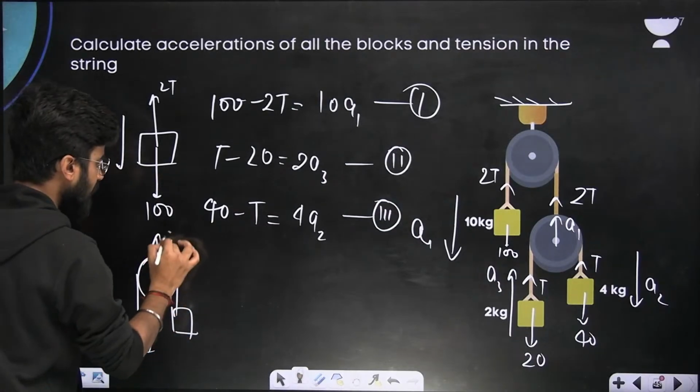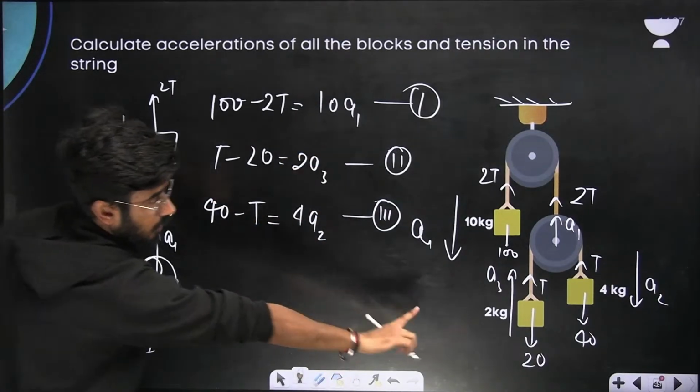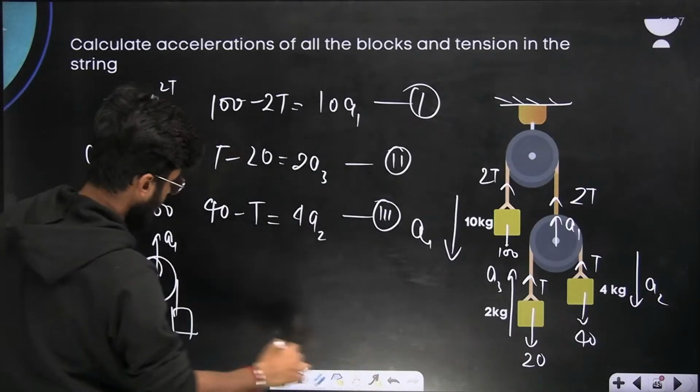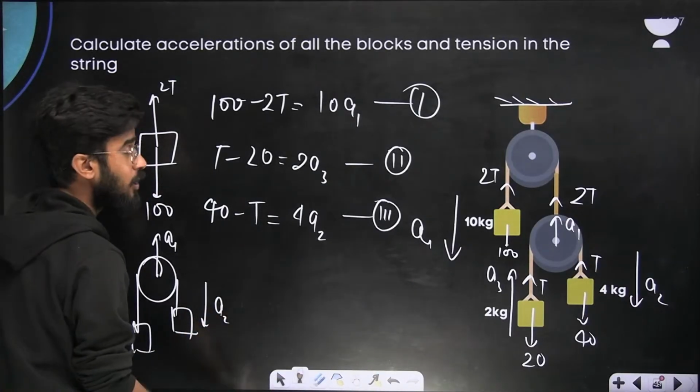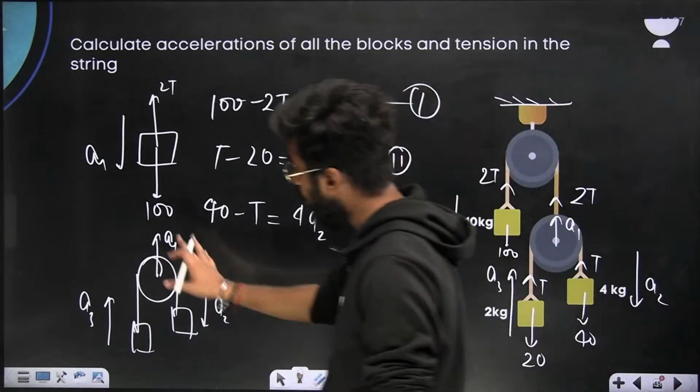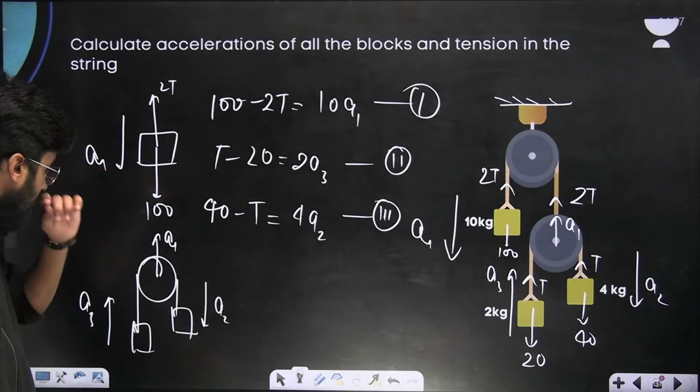Okay, this is going with A1. This is going upwards with A3. This is A3. And this is going downwards with A2. Now I have told you in the constraint motion how we'll find the relation between A1, A2 and A3.